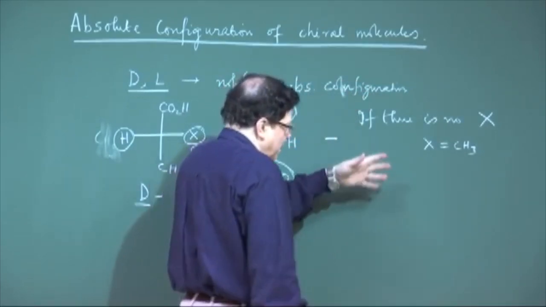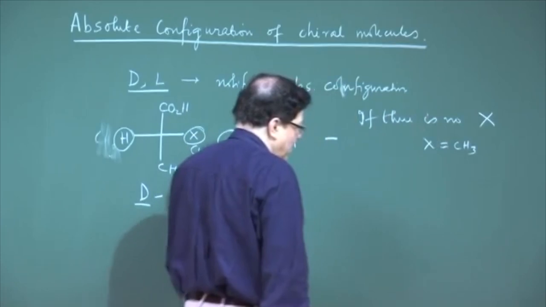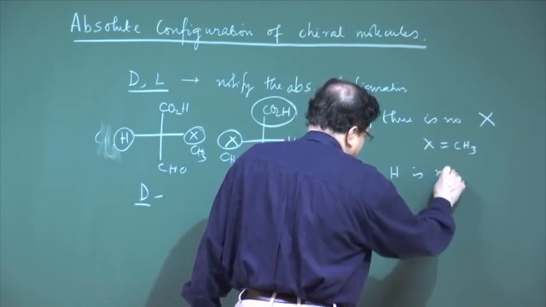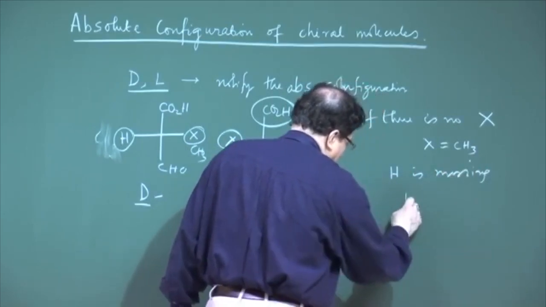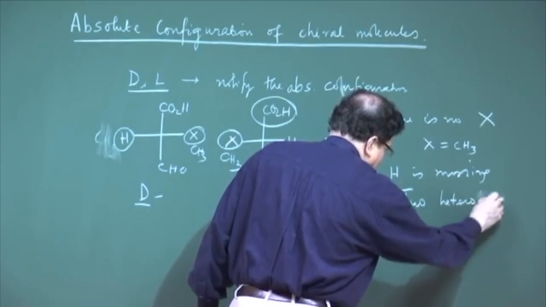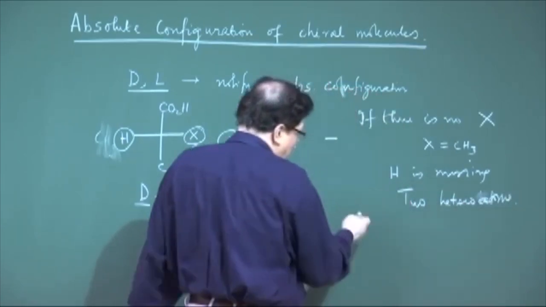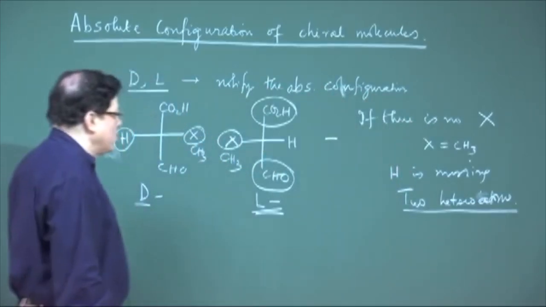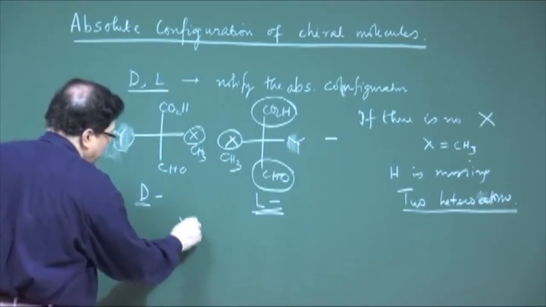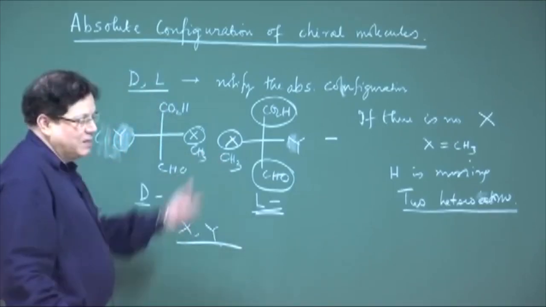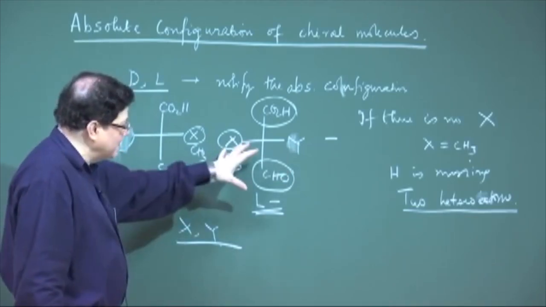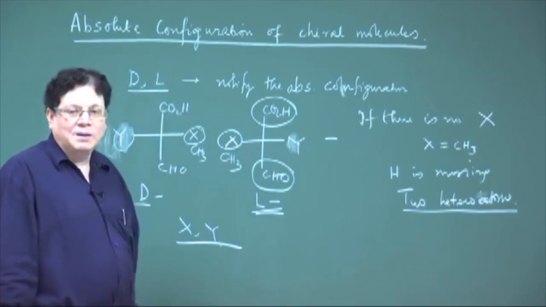The most important thing is that X does not contain a heteroatom. The other case is if hydrogen is missing and is replaced by a heteroatom, and X is already there. Then you have two heteroatoms, maybe different, X and Y. The problem is which one should get preference so that I can consider right or left. So, in these cases it fails; that means it is not a general absolute configuration.